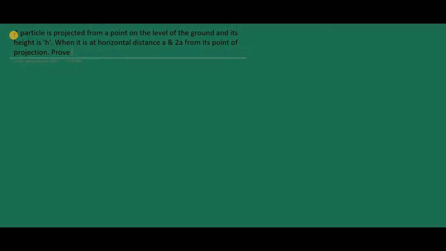Prove that the velocity of projection is u and is given by u square is equal to g divided by 4 into bracket 4a square divided by h plus 9h.